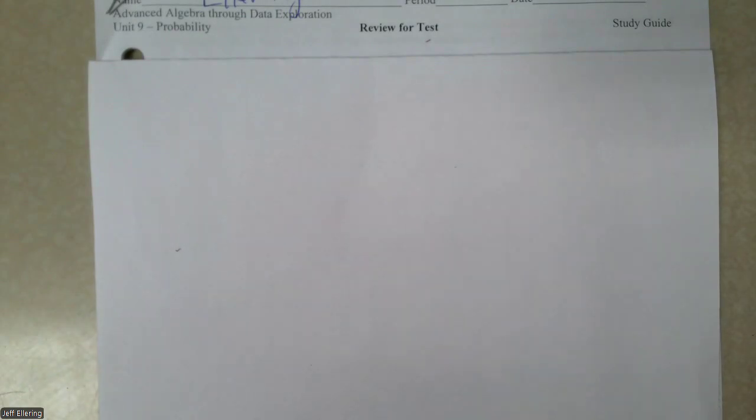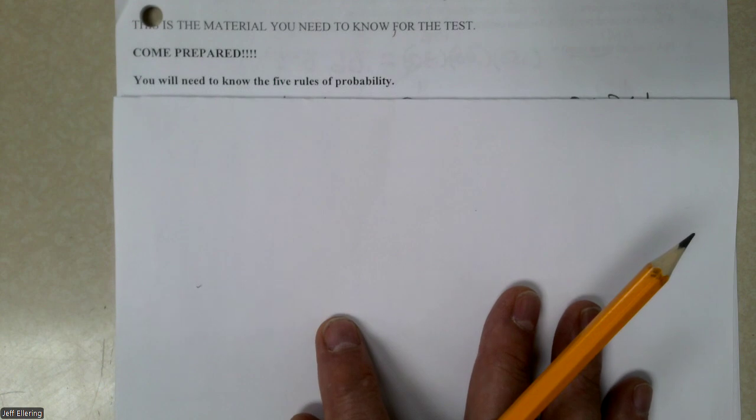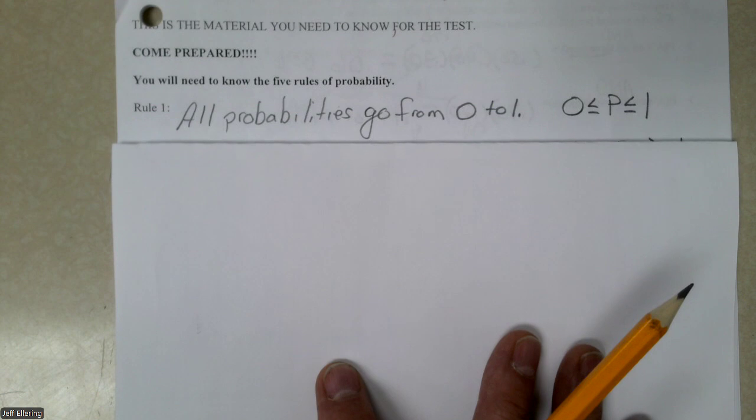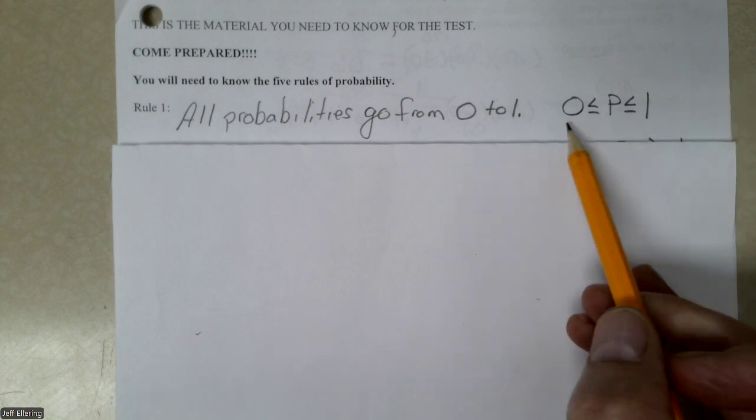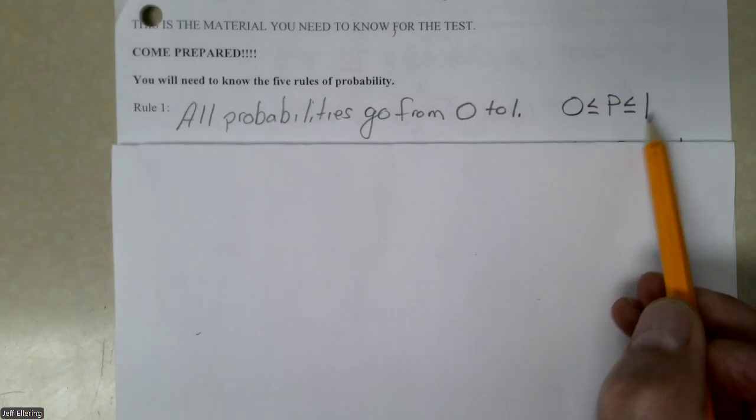Hello, ladies and gentlemen. Let us look at Unit 9, Probability Review for the test. All right, the first part is going through the 5 probability rules. You will need to know the 5 rules of probability. Rule number 1, all probabilities go from 0 to 1. The symbols for that are 0 is less than or equal to p, less than or equal to 1.